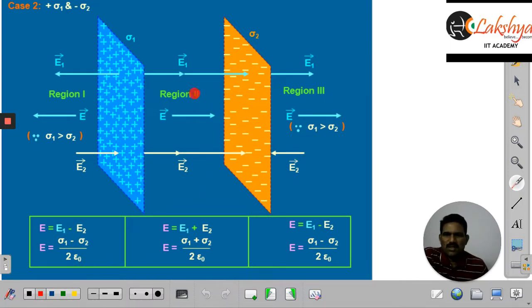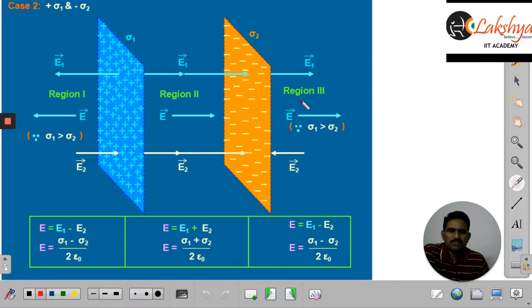Similarly, in region 2, again identify the direction. The electric field due to the positively charged plane will be towards right, away from the plane, and due to the negatively charged plane will be towards this plane. Now both are in the same direction, so we need to add them, and the resultant field will also be in the same direction. Then we write E1 plus E2, (sigma 1 plus sigma 2) by 2 epsilon naught.